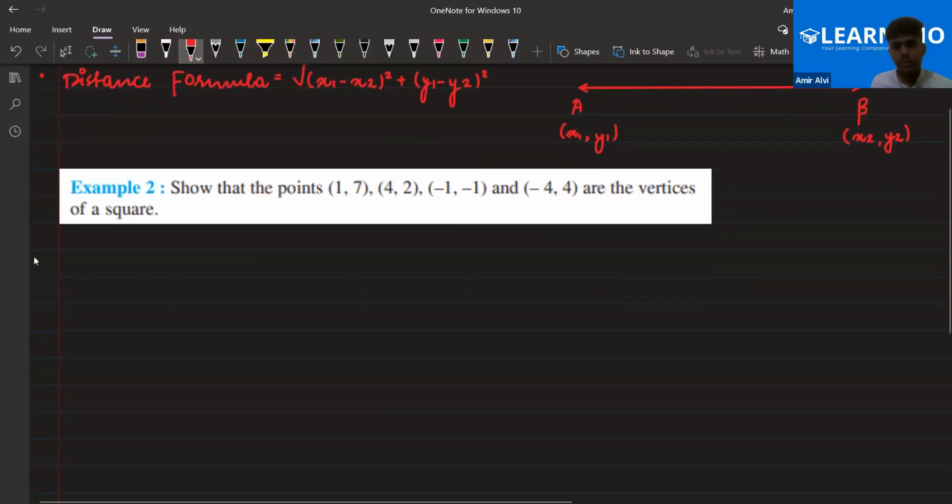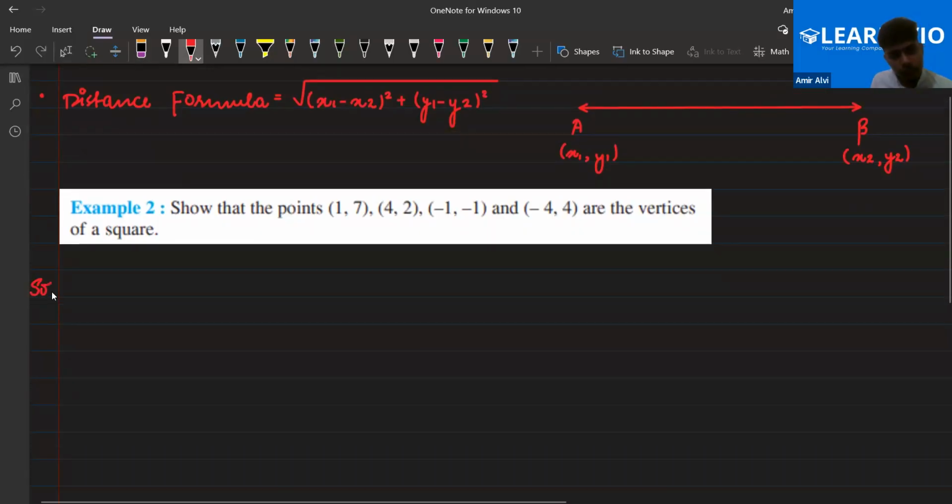Now let's understand this, Gianna. The question says that four points are given to you, and you have to show whether they are the vertices of a square or not, right? You just have to show that if the distances between all the points are equal and the diagonals are also equal, then it will be a square. This is the property of a square: all the sides are equal and the diagonals are equal to each other. Yes or no, Gianna?